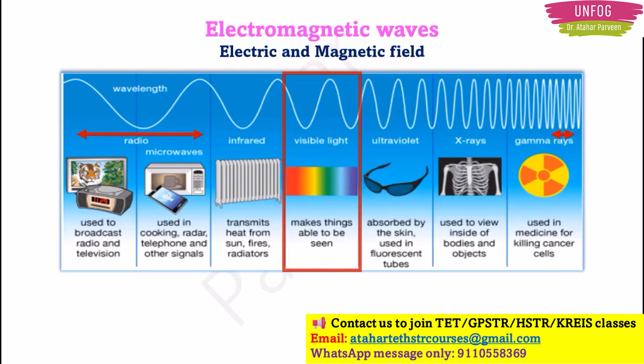I am giving you the applications here because in your MCQs many times they ask the applications of each electromagnetic radiation. For example, visible light makes things able to be seen. It means without light you can't see anything, right? So that is one application for visible light. Then ultraviolet light will be absorbed by the skin. It is used in fluorescent tubes. It will cause tanning. People become dark when they are in the sun. That is because of ultraviolet rays.